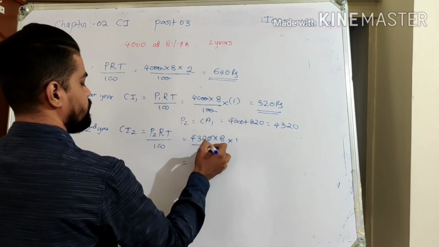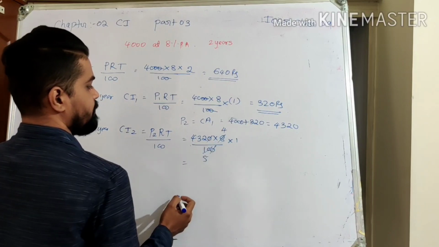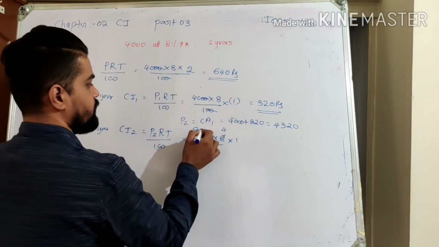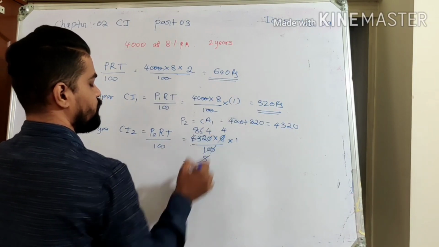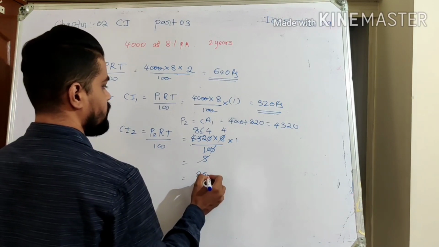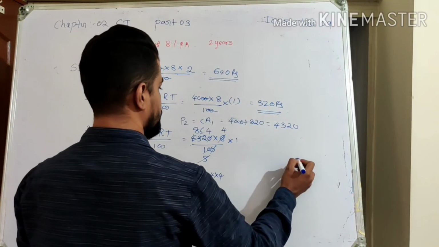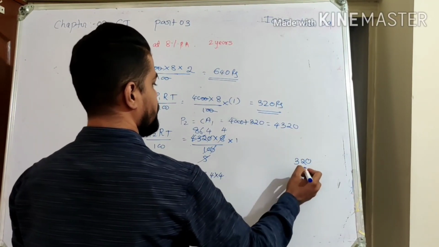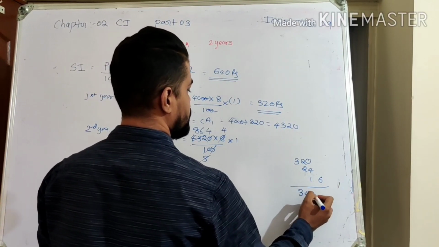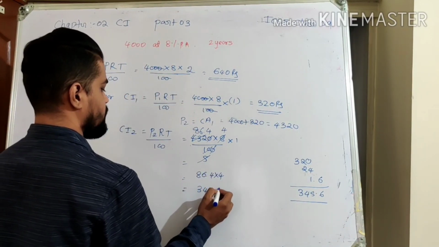So when we solve this, 2 5s are 2, 4s are, so I need to divide by 5. 5 8s are 40, 5 6s are 30 and 0.4. So it is 86.4 into 4. If you solve that, you'll get 4 8s are 320, 4 6s are 24 and 0.4 1.6. I end up with 345.6. So that will be the interest for the second year.